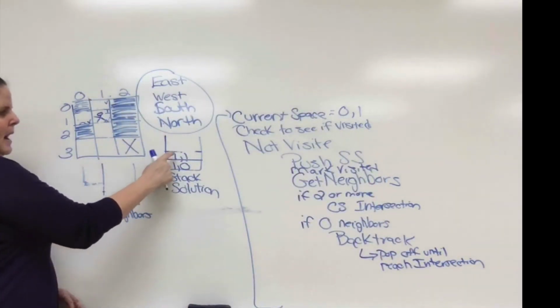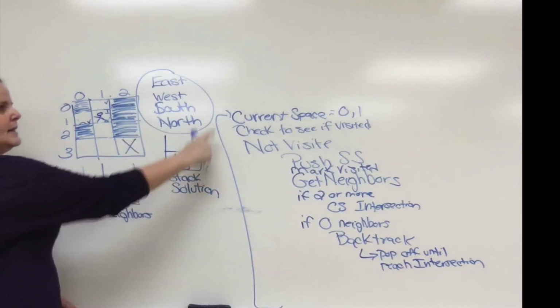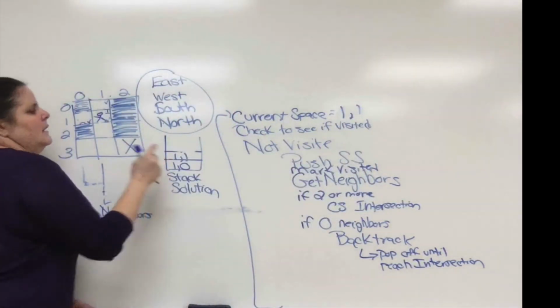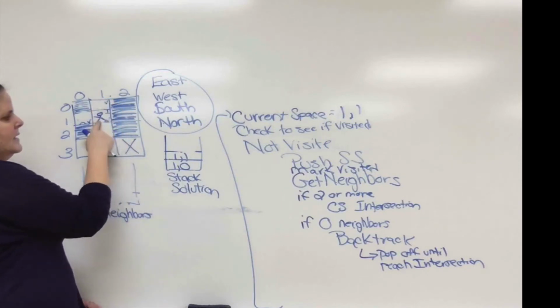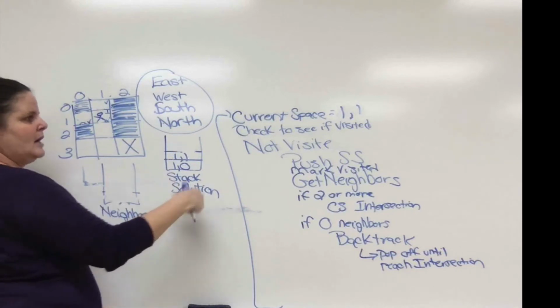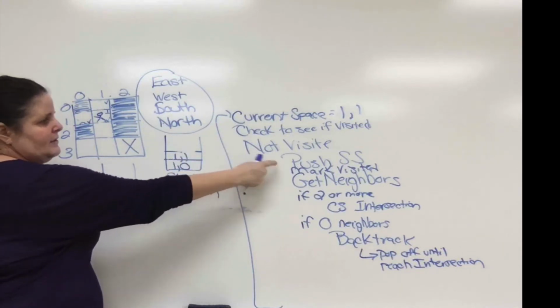So once I backtrack and I get to a point where I have an intersection, I go back and that becomes my new current space. I have 1, 1, that's my new space. I then check to see if it's been visited. It has, so I'm not gonna push it back onto the stack, it's already there. I don't have to mark it visited.